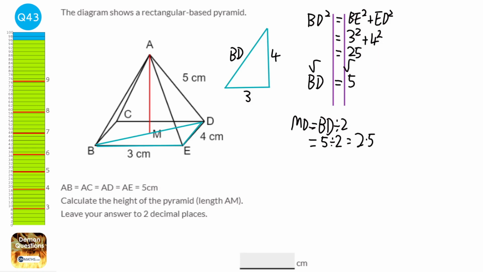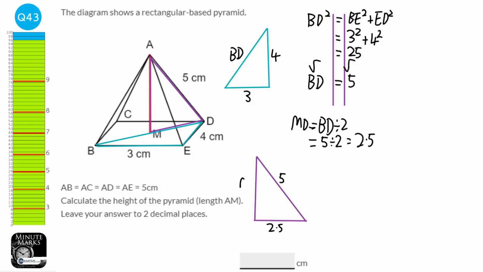Okay, next we're going to draw in another right angle triangle. It doesn't actually matter which side we take. I'm just going to take this side because we've worked out what MD is. And let's draw that out down here. Okay, so we've got the length of 5 here. We know the bottom bit is 2.5, and we're looking for the length AM.